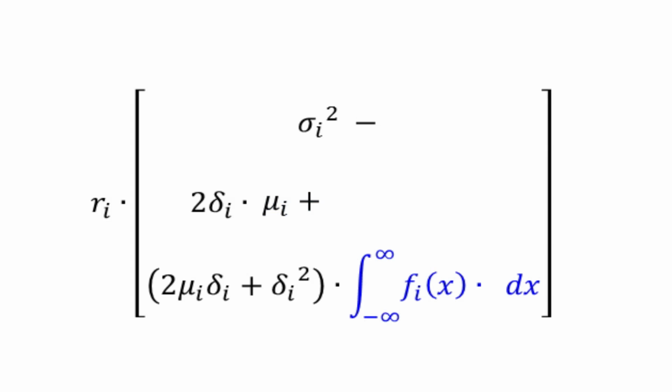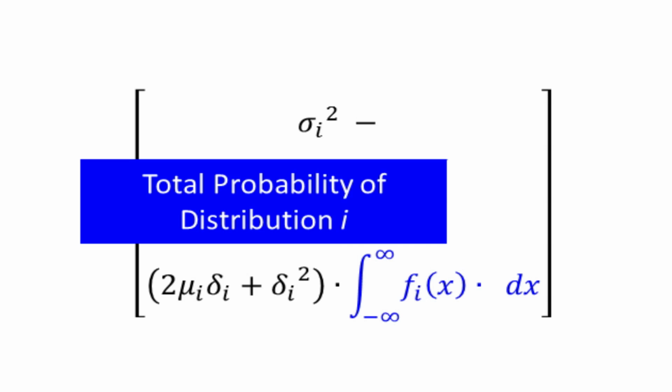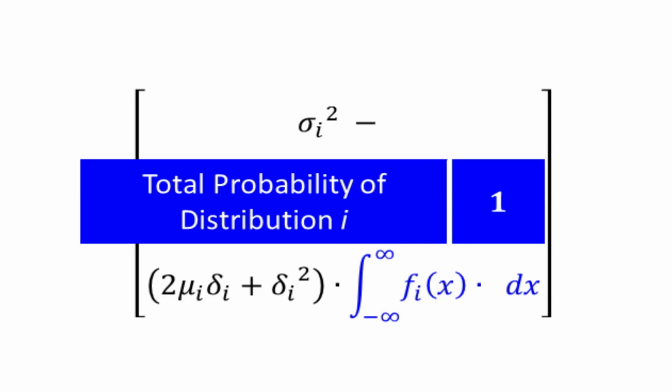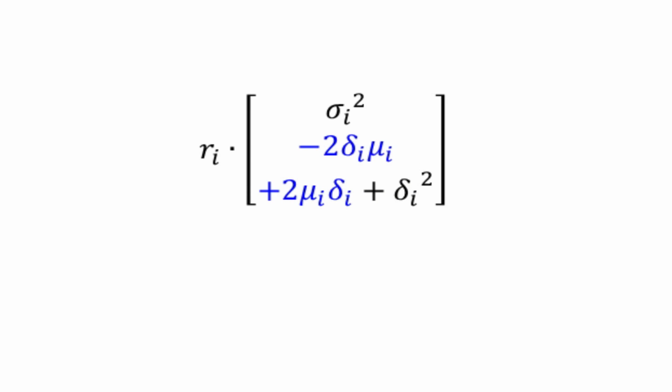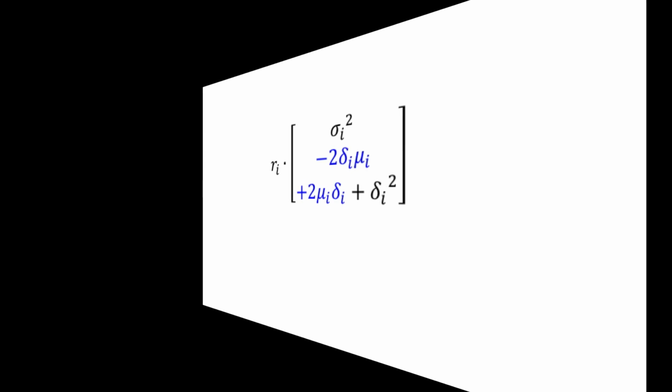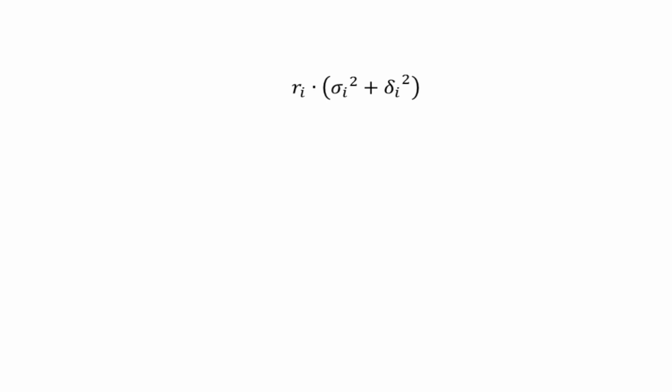And finally, let's look at the last integral. Now this one you definitely should know. Give yourself some time to think about it. What is this? It's simply the total probability of distribution I, which is simply 1. So this cancelled out. What we are left with is remarkably easy. And notice it gets even easier because 2 more terms cancel out because they're identical, leaving simply for our solution r sub I times sigma sub I squared plus delta sub I squared.